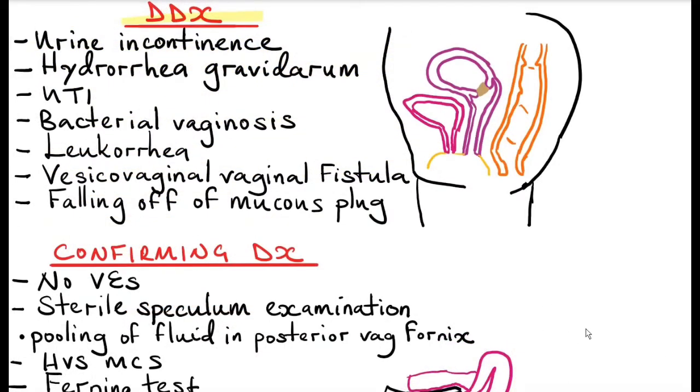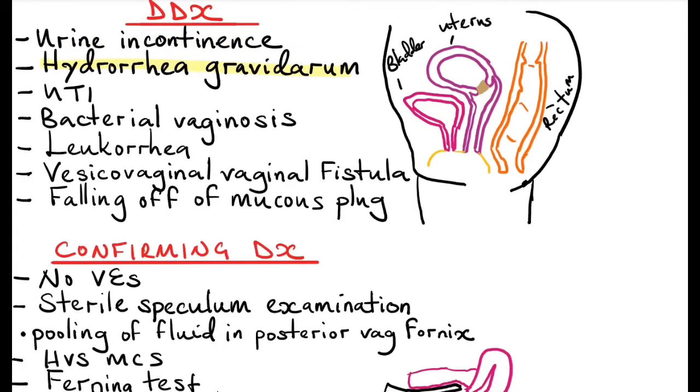Differential diagnosis of PROM and PPROM. You can have urine incontinence. In urine incontinence, there's uncontrolled leakage of urine. So you have urine dripping down outside the vagina, which can actually also reach the toes. So you have to differentiate it from PROM.